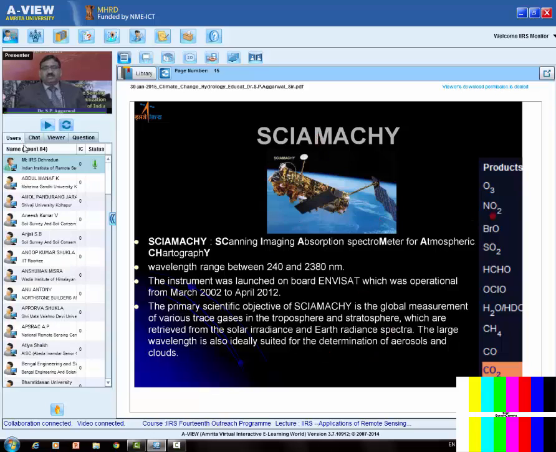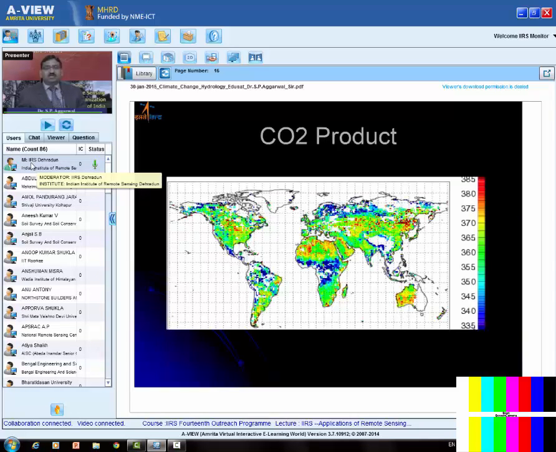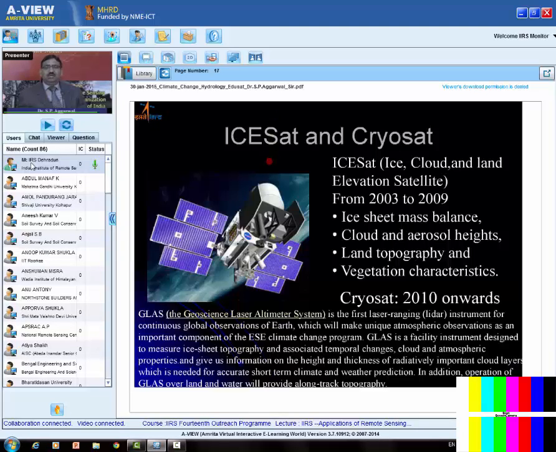However, there is another satellite known as SCIAMACHY. It is from Europe, and this satellite measures gases like O3, NO2, BrO, SO2, methane, carbon monoxide, and carbon dioxide. It's a very useful satellite. People have used it and mapped the entire world. It works with wavelengths of 240 nanometers to 2380 nanometers. Such CO2 products are available. You can see this is a CO2 level, and you can see each pixel is available.